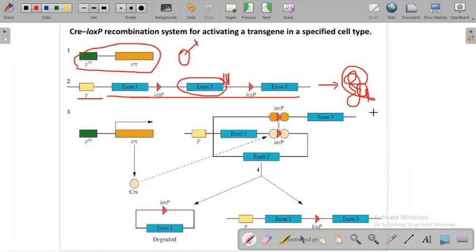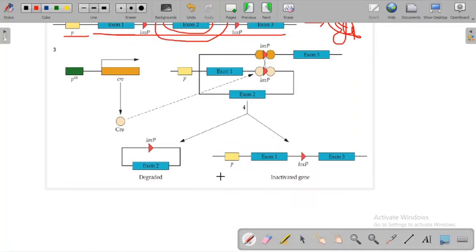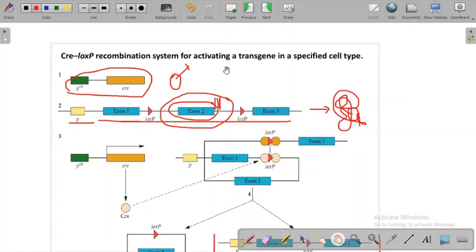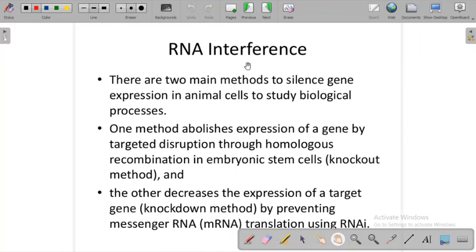But now see, if we cleave that particular exon molecule, what will happen? There will be production of this gene line, promoter, exon 1, exon 3, and now it is an inactivated gene, right? And so that's why it is called activating the transgene. We can activate and deactivate a gene line with the help of this Cre-Lox recombination system. I hope you are getting my point.